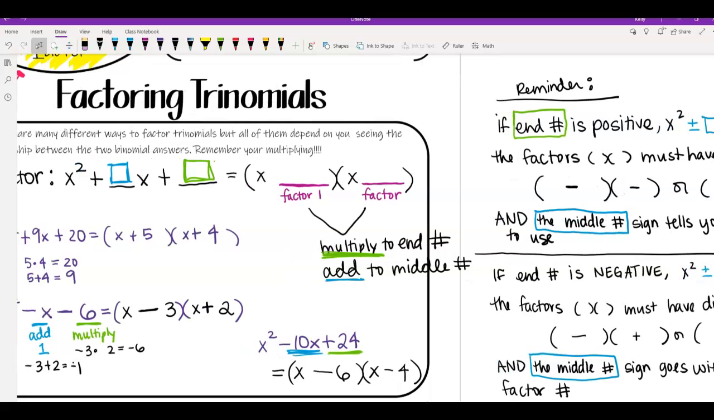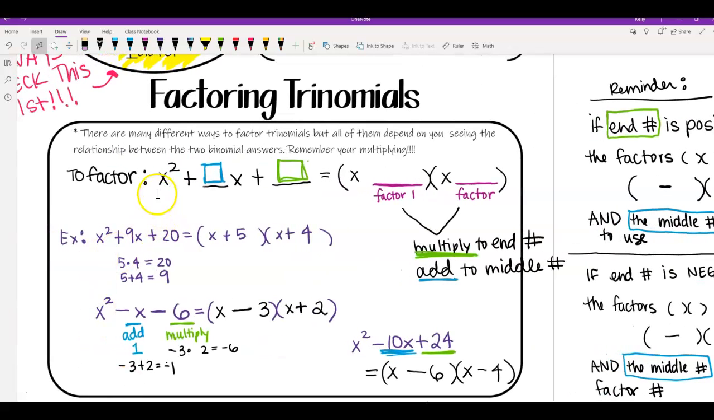So that was for easy problems. Notice they have a 1 in front of the x squared term, either after you factored out the greatest common factor or at the beginning. So if there's a 1 here, then you know that that's just the regular easy kind of factoring.